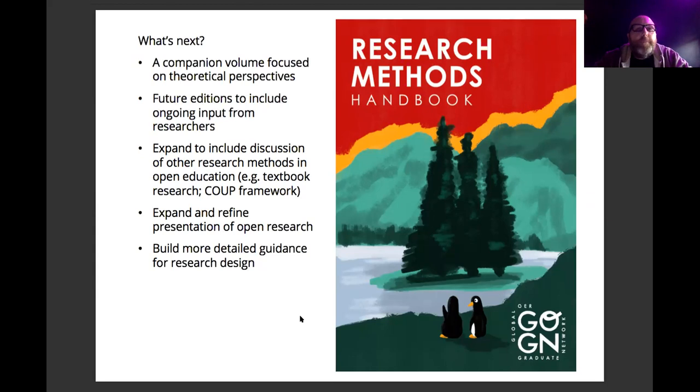So one thing we're thinking about is potentially doing another edition of the book next year, where we could extend it. We could have more input from a wider range of people and cover more research methods and so on. We're also planning to do a companion volume to this, using a similar crowdsourcing approach, but it would be more focused on theories and how theoretical frameworks are used in open education research.